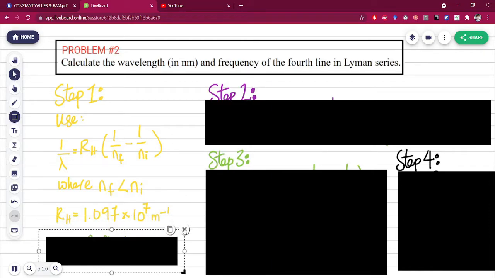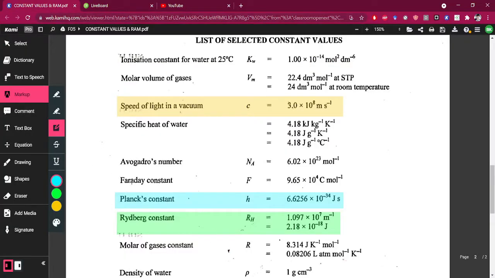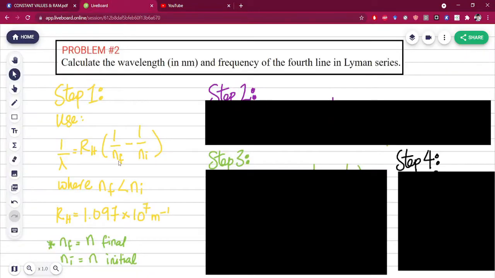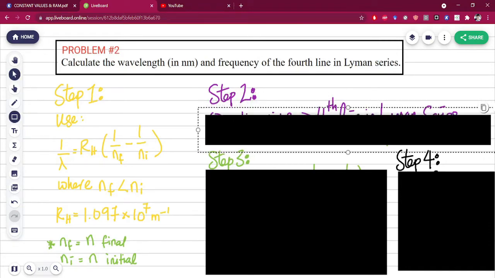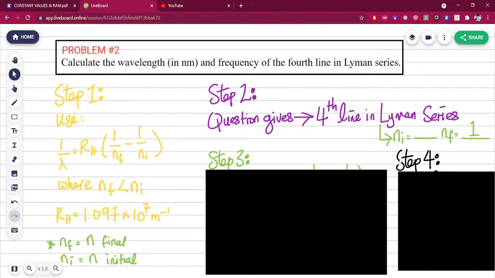Now, the RH value, or the Rydberg constant value that you need to consider, is 1.097 times 10 to the power of 7 per meter. Why did you use the top one, not the bottom one? Because you're dealing with wavelength. So by doing this, you plug in all the values inside, and you should be able to know that you need this information.